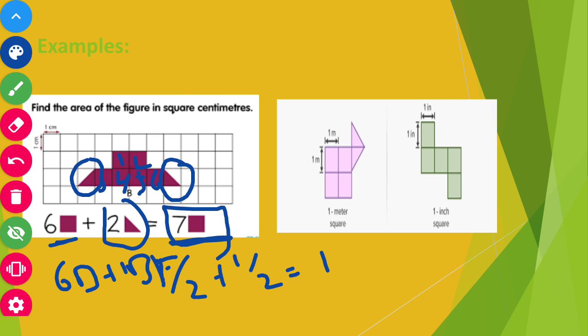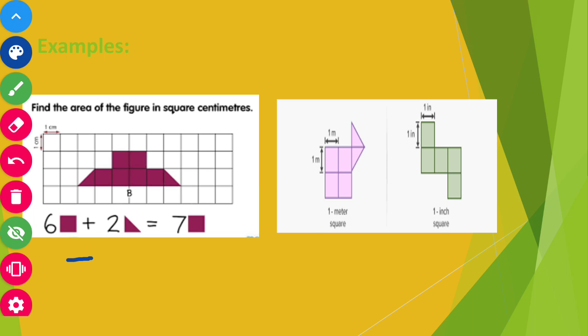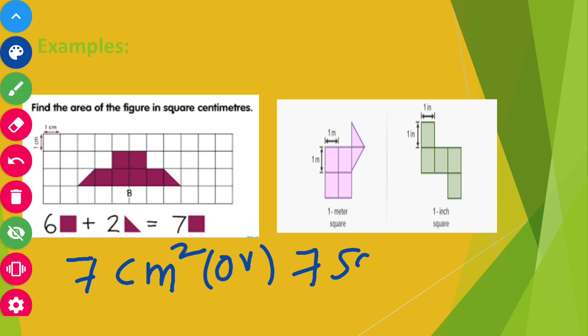Isn't it, children? So what is the area of the shaded region in centimeters? If you want to write it in centimeters, how will you write? 7 centimeters square, or 7 square centimeters. Is that clear?